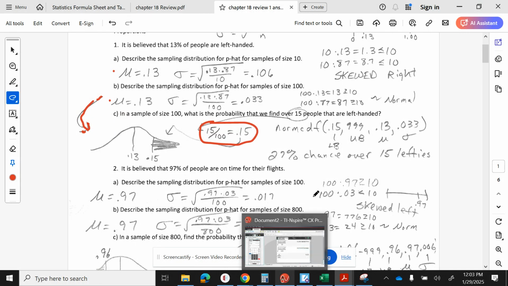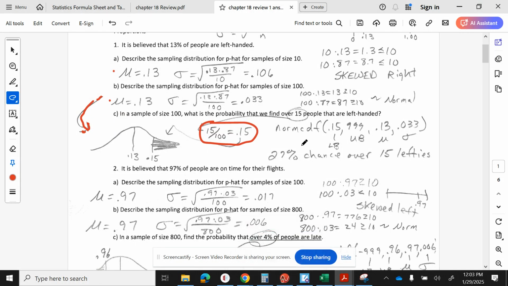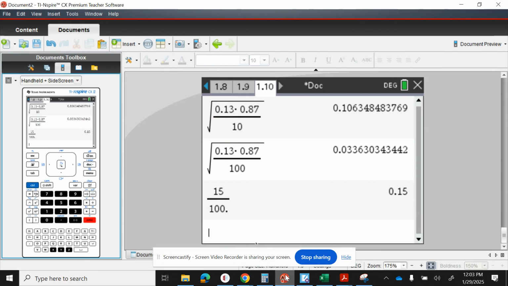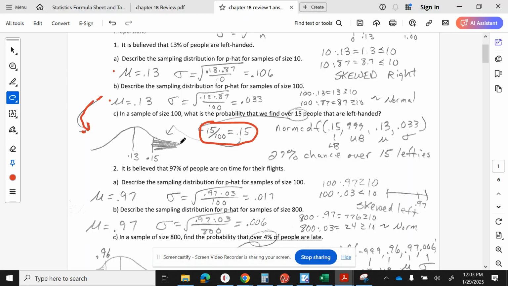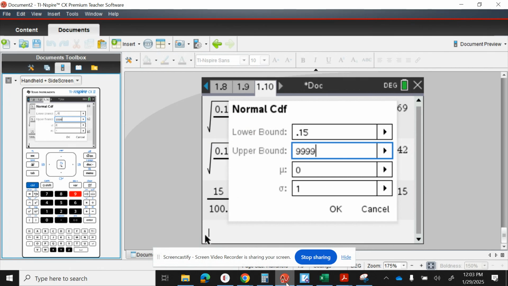So now we do a normal CDF. Now if you do the z-score, all that's great. I will accept norm CDF with 0.15 being your lower bound, 999 being your upper bound. I'll do it the calculator way here. So menu 6, 5, 2, 0.15 is our lower boundary, 999, we're shading the upper tail of the curve. We're shading from here on up, so that's where we're shading.